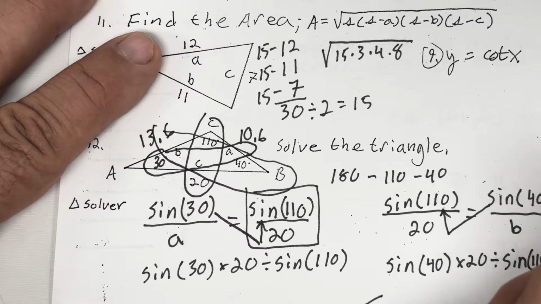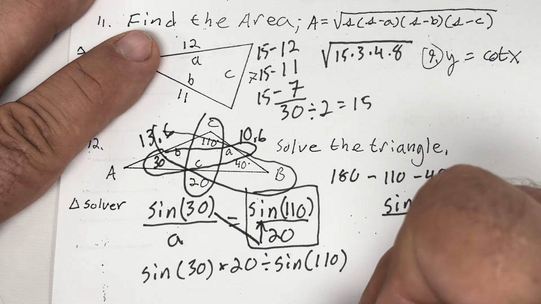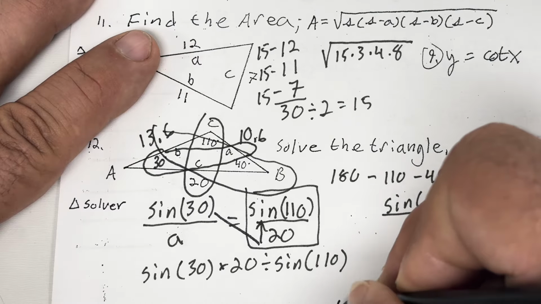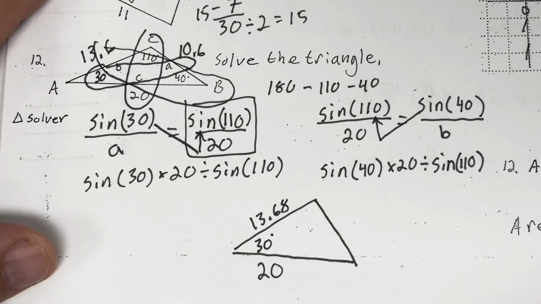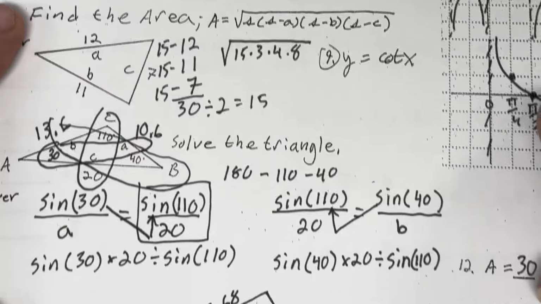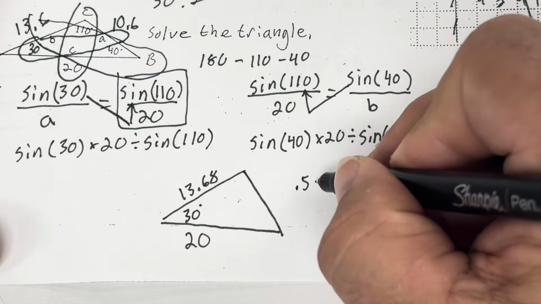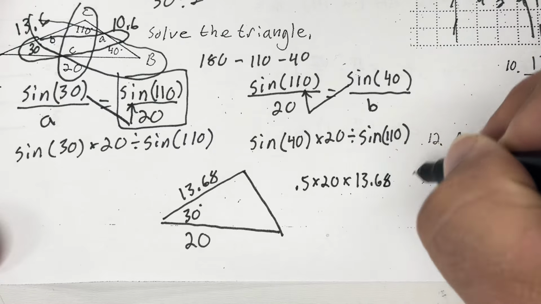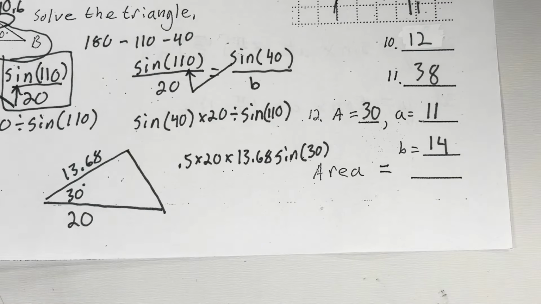We're going to find the area now using these numbers. So I have 30 degrees here, I have 13.68, and I have 20. We're going to go back to our formula up here where it says find the area using the side angle side formula. So that calculator key in is going to be 1/2 ab sine of 30: times 20 times 13.68 sine of 30. And then we'll round that answer to the nearest whole number.